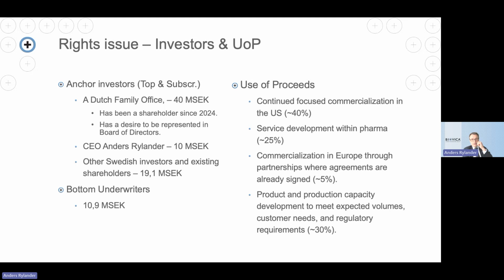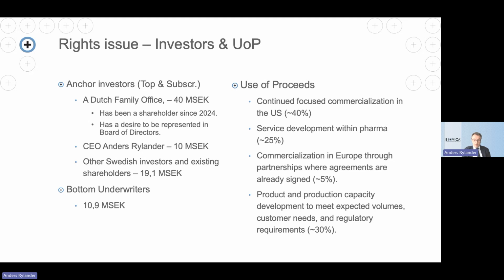You can also split these guarantees or underwriters into two different categories. We like to talk about anchor investors. That's the top and subscription commitment underwriters. The largest one there is a Dutch family office that is going in with 40 million Swedish kronor. They have been a shareholder since 2024 when we did a direct issue where they participated. They have also signaled that they have a desire to be represented on the board of directors in the future.